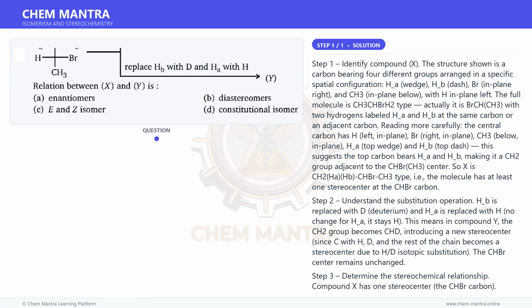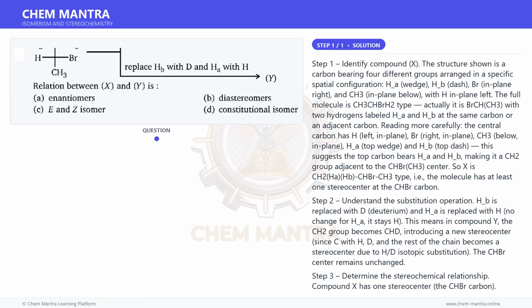This suggests the top carbon bears H_A and H_B, making it a CH2 group adjacent to the CHBr, CH3, center. So X is a CH2, H_B, CHBr, CH3 type, i.e., the molecule has at least one stereocenter at the CHBr carbon.